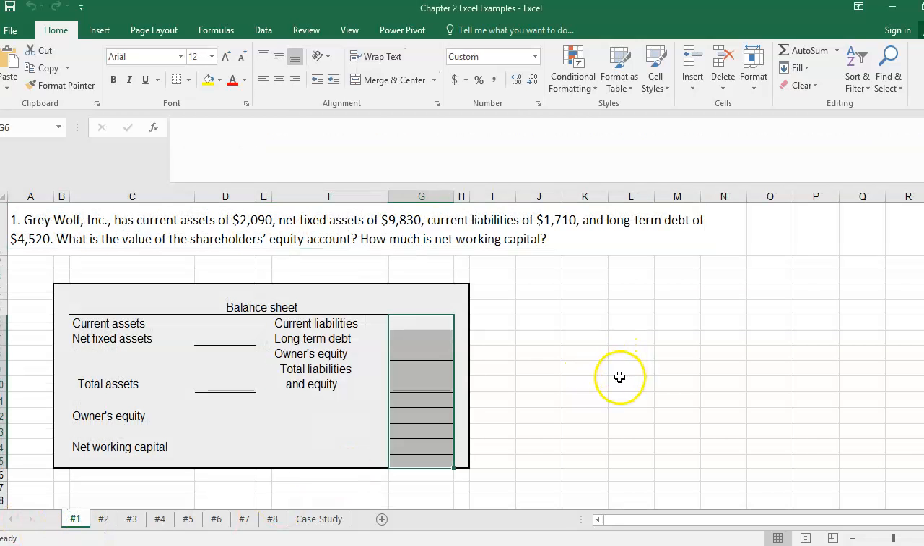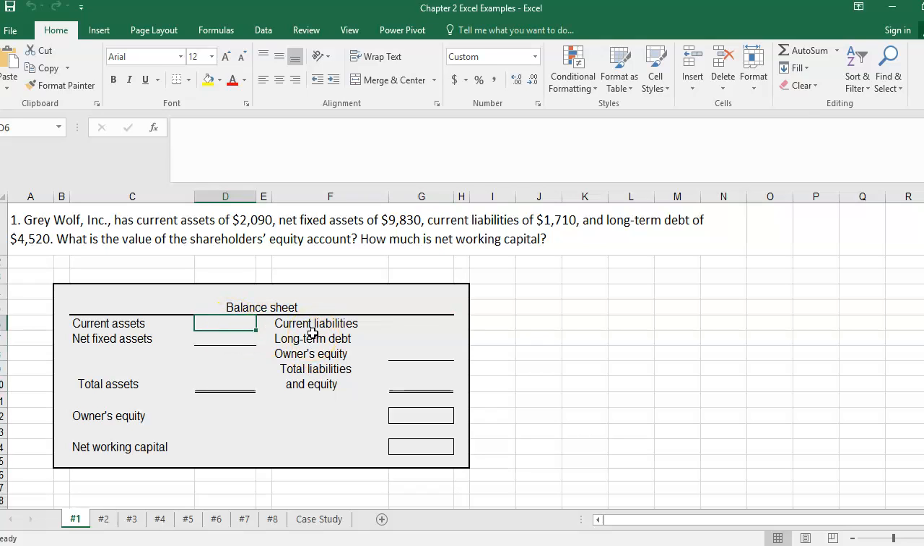In this video, we're going to look at some examples for Chapter 2 in Business Finance, some of the calculations that are covered in Chapter 2. In this first example, we're going to look at the creation of a balance sheet with some various information about a company. So we have information about a company and we have a balance sheet template here. So we just need to fill in our template.